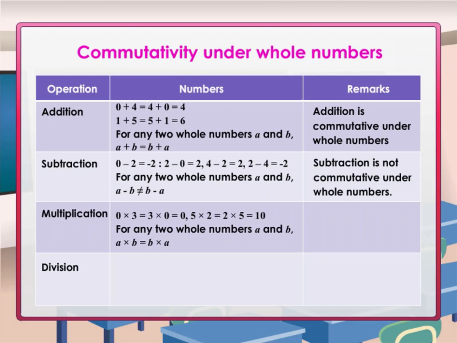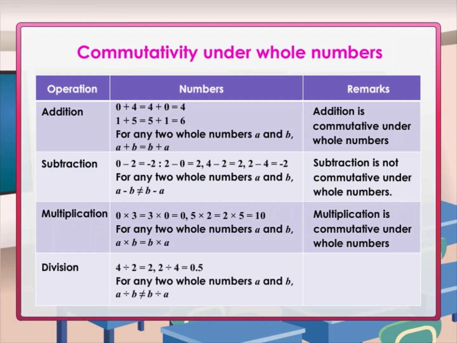In multiplication, 0 into 3 is equal to 3 into 0 is equal to 0. 5 into 2 is equal to 2 into 5 is equal to 10. For any two whole numbers a and b, a into b is equal to b into a. Multiplication is commutative under whole numbers.